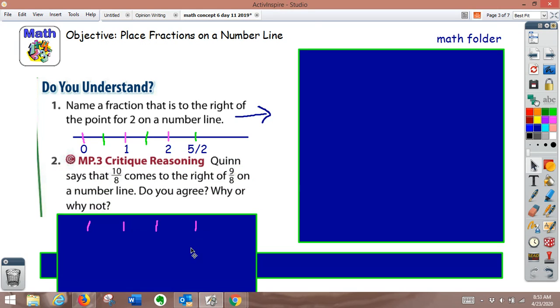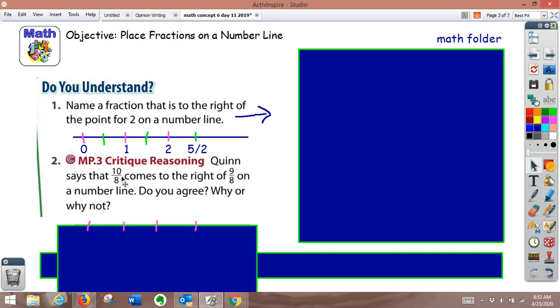Let's see what we have here. Quinn says that 10/8 comes to the right of 9/8 on a number line. Do you agree? Why or why not? Oh man, I'd love to look at a number line, but you know what? I'm already thinking about these numbers and I'm looking at 10/8. 10 is always going to be larger than 9, isn't it?